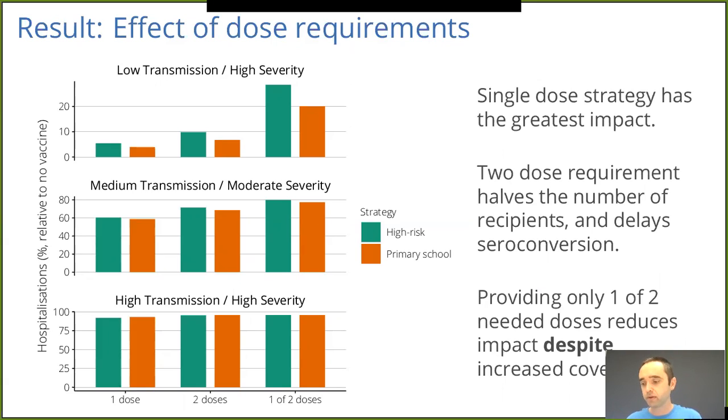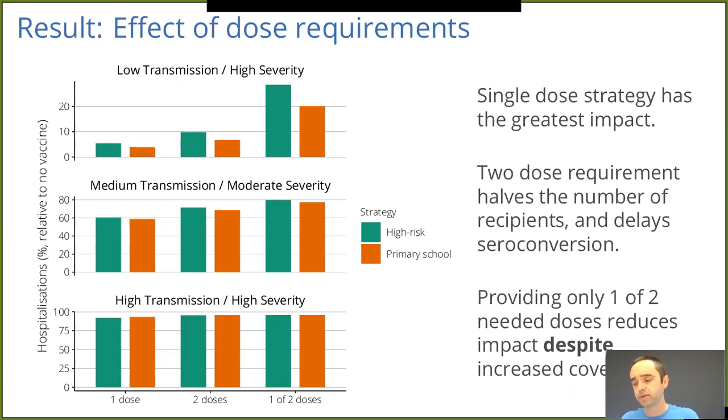Here, the y-axis is the number of hospitalizations, again expressed as a percentage of the number that we would expect to see if we didn't provide vaccine at all. As we'd expect, vaccines have the greatest impact with a single dose requirement because that provides complete protection with the fewest doses. In the low transmission scenario, a 2-dose requirement slightly reduces the vaccine impact, but only providing 1 of 2 doses greatly reduces the vaccine impact. This is also true in the medium transmission scenario. It isn't true in the high transmission scenario, but that's because even with a single dose requirement, the vaccine has minimal impact in the high transmission scenario.